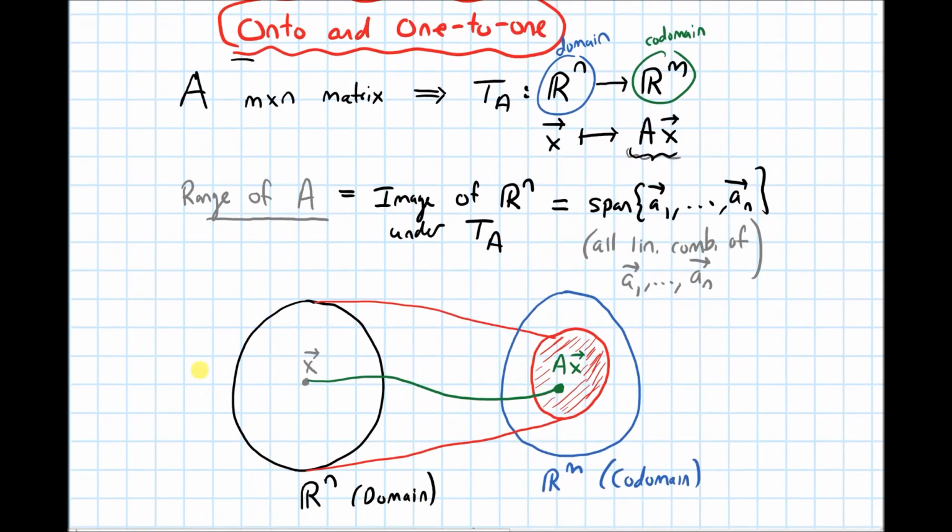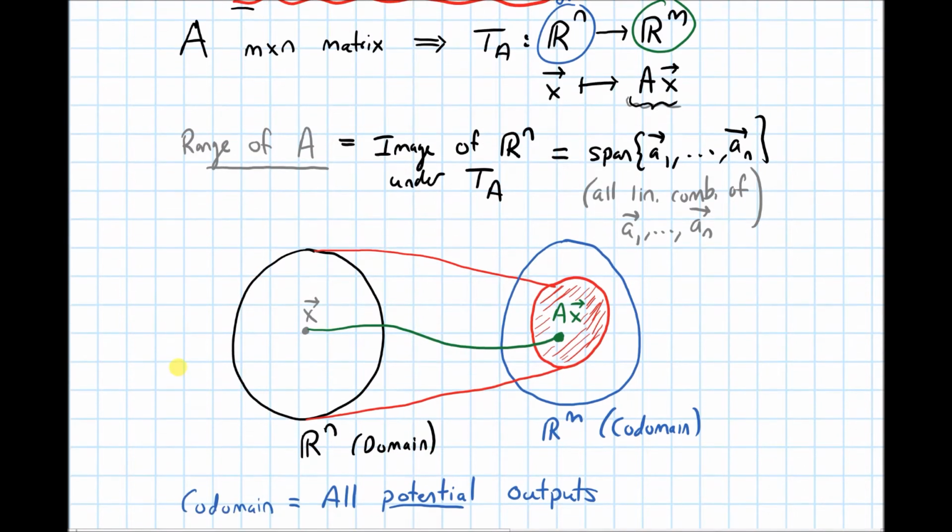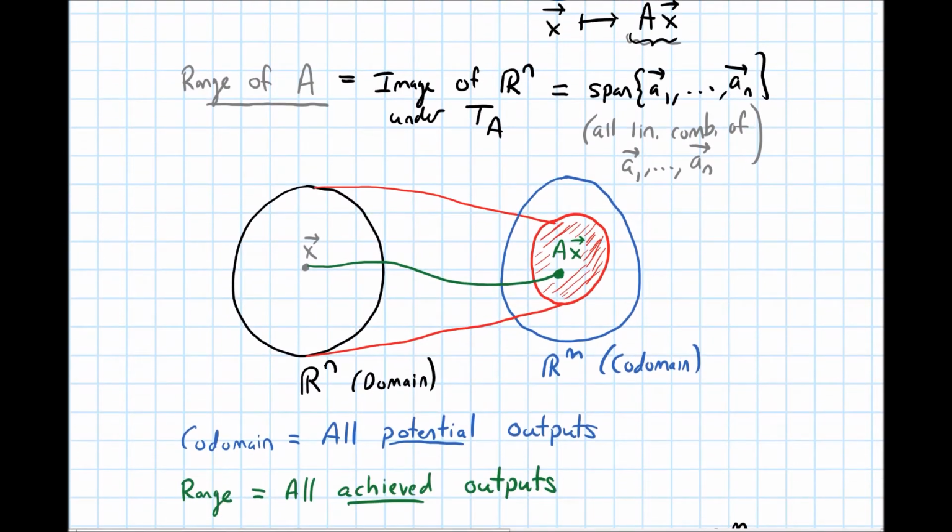Okay, so the next thing I want to do is revisit a picture that we've drawn before. In this picture, the inputs, the things that we plug in, live in Rn. They're vectors that have n entries. All of the vectors that we plug in, like x, get mapped to things in the codomain. So I've drawn A times x here as something that I get out in the codomain. And everything that I've drawn in red represents the range of my matrix or of my transformation.